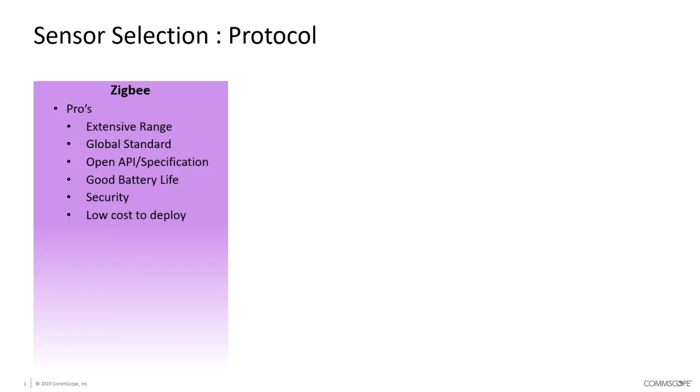Zigbee is a fairly well established protocol and technology. It's devised and developed specifically to provide a very good range and coverage within a building. It's a global standard that is built on the 2.4 gigahertz, which is a globally open frequency band for anybody to be able to use. It also provides a good API and specification definition as part of the process for definition of the Zigbee standard. And it's also been designed specifically from the ground up to provide an IoT type connection, which provides a very good battery life. So it's not uncommon to find Zigbee devices with extended battery lives of between 2 and 5 years based on normal uses.